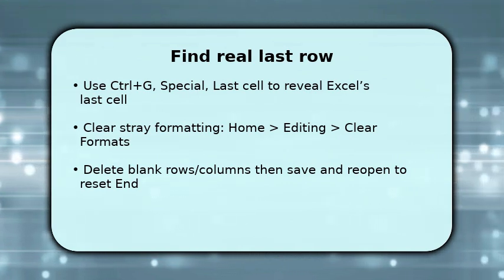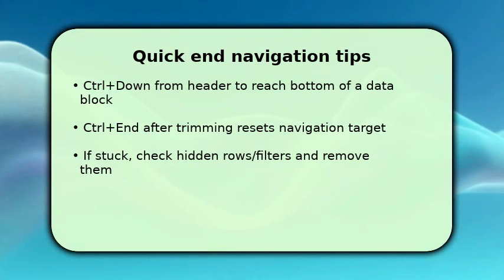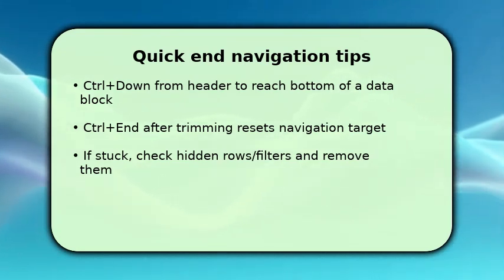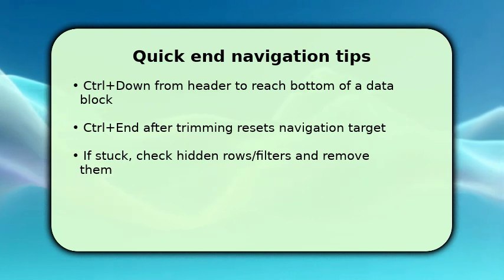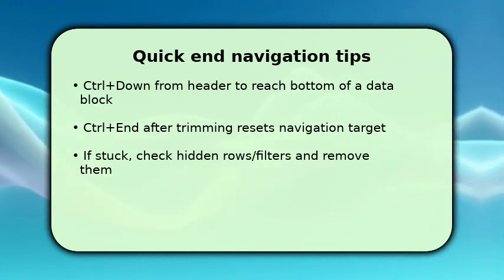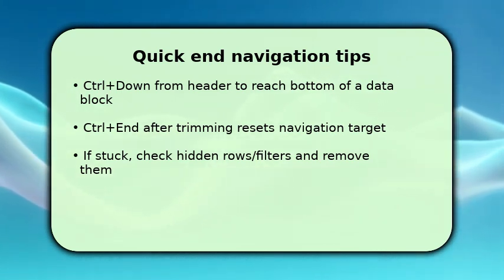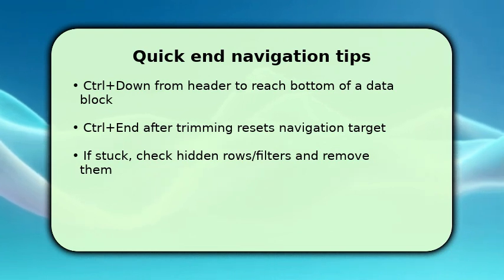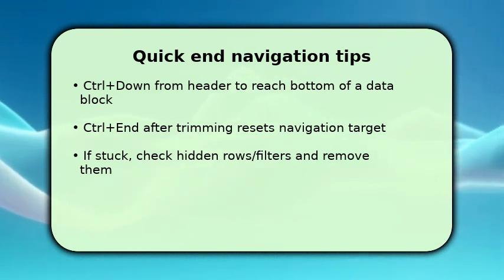From a column header, press Ctrl+Down to drop to the bottom of that contiguous data block. Similarly, use Ctrl+Right across a row. After you trim blanks and clear formats, press Ctrl+N to confirm the endpoint. If it's still wrong, check for hidden rows, filtered ranges, or array formulas that extend ranges.